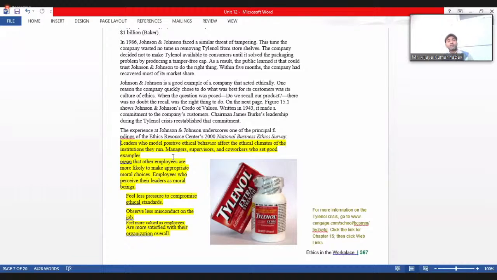If in the organizations the leaders are ethical, then it becomes very easy for other employees. Those employees will have less pressure. They don't feel pressurized there. They observe less misconduct on the job, and they will never misconduct on the job. They will show good conduct on the job, and they also feel more valued as employees. They get respect. They feel themselves to be valued. They are more satisfied with the organization overall. In this kind of environment, all the employees feel satisfied with that kind of organization.